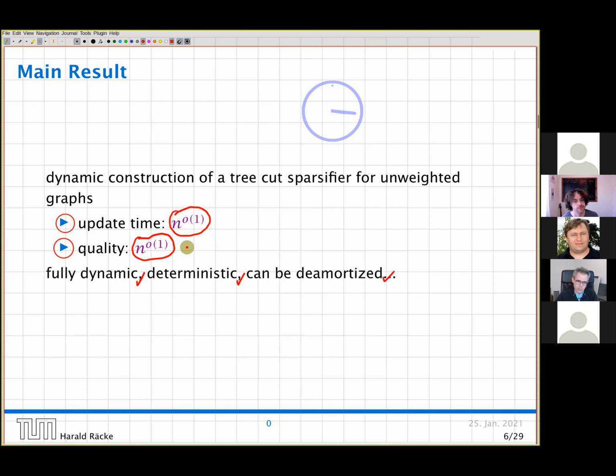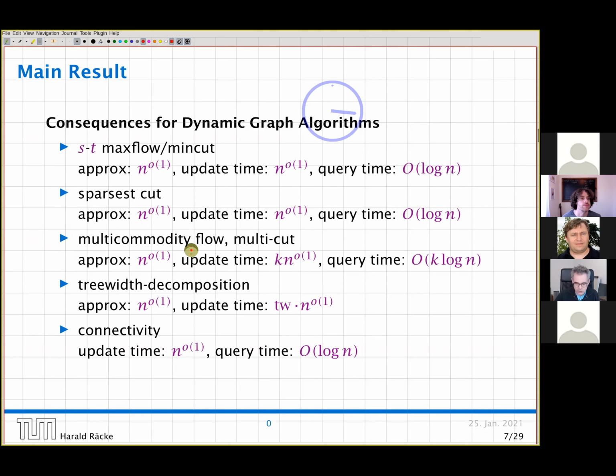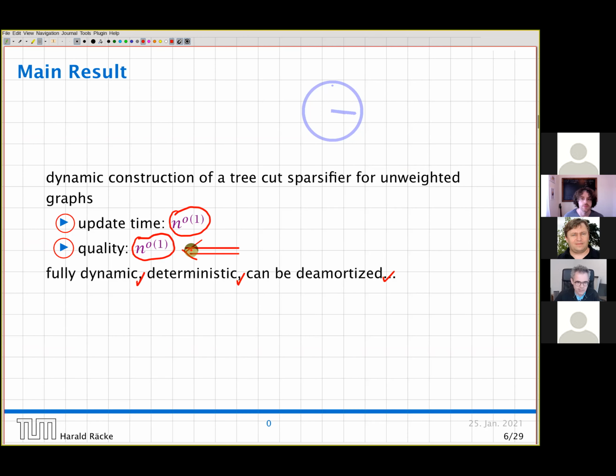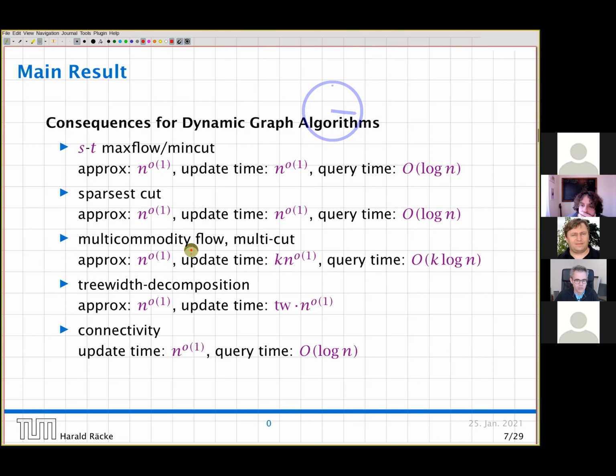So in particular, what I want to explain is where this n to the little o of 1 comes from. And for this, I have to elaborate on how you prove the guarantees. And now I see that I forgot something. I want to talk about the consequences for dynamic graph algorithms. Okay, these are applications of all of this.